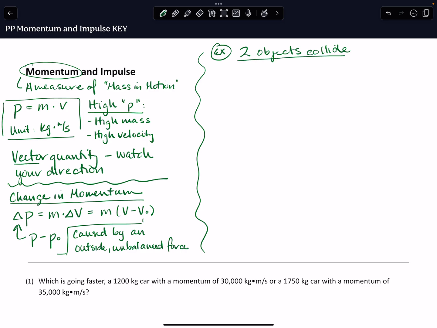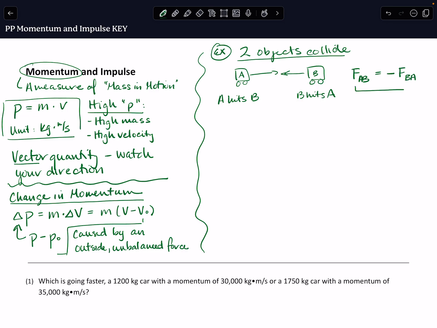All right, so we have cart A, and it's moving to the right, and then somewhere out in front of it is cart B, and we'll make it move to the left. All right, so when that collision happens, cart A hits cart B, and we know that cart B hits cart A. All right, well, if we remember from Newton's third law, for every action there is an equal and opposite reaction. The force that is exerted by A on B must be equal and opposite to the force exerted by B on A.